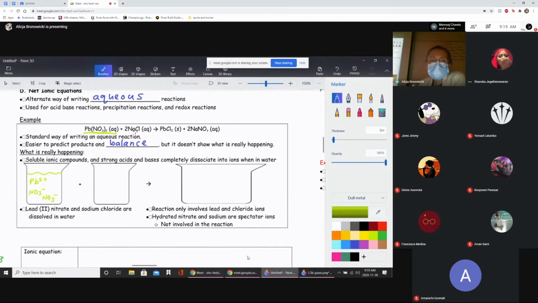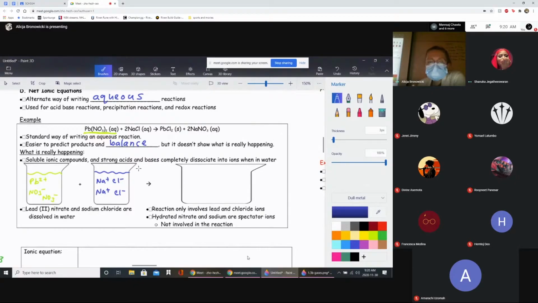So now I'm going to write 2 NaCl: Na plus, Cl minus, Na plus, Cl minus. Why did I write 2 sodium and 2 chloride? Because in the reactant, the coefficient, right, it's the ratio. Beautiful. So for the NaCl, I have 2 of it.